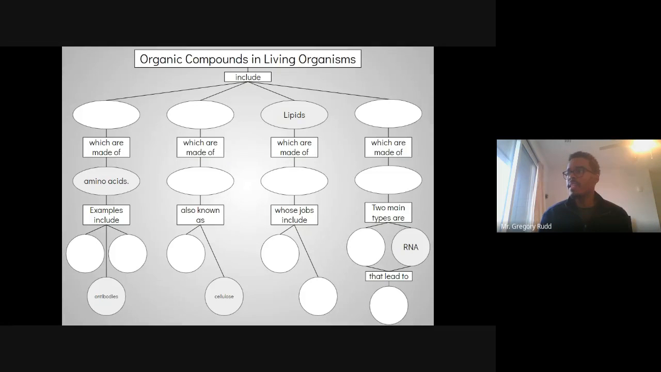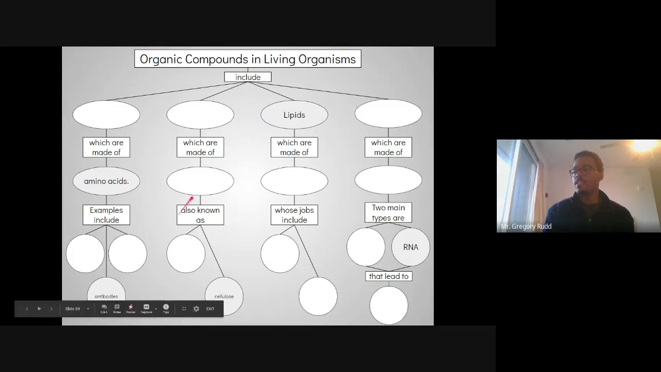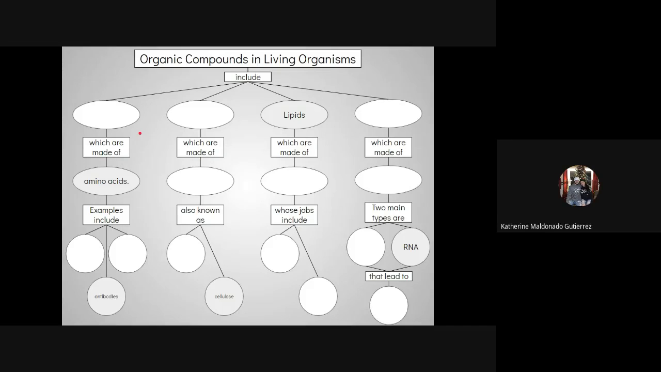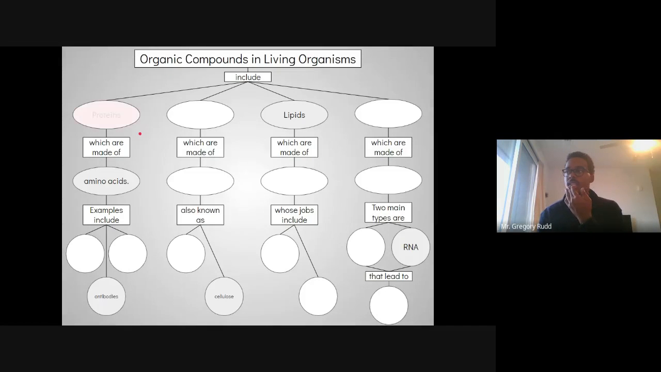As you can see, we've got at the top our 4 organic compounds, and in each chain, there is some information that's already been filled out to give you a hint as to which organic compound is where, where we place each organic compound. So for example, in this first chain, it says blank, which are made of amino acids. So what is made of amino acids? Protein. Good, thank you, Kathy. Proteins are the organic compounds that are made of amino acids.